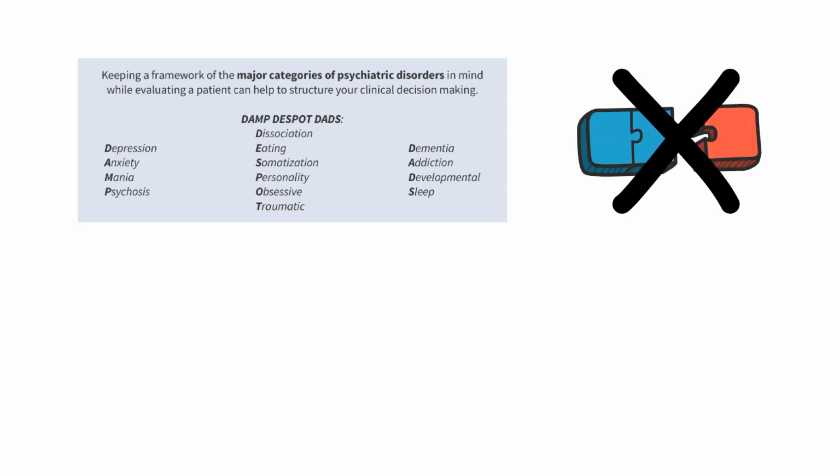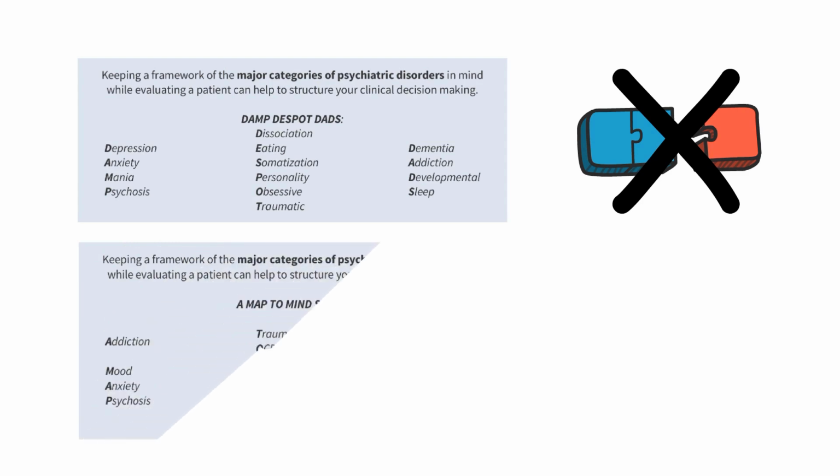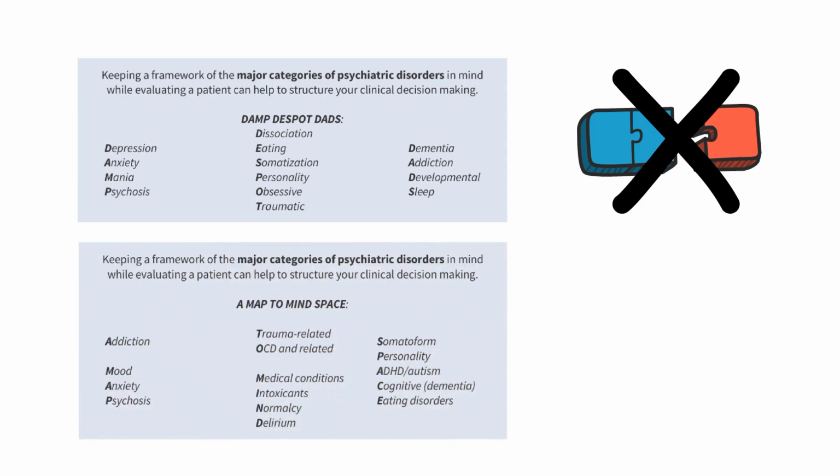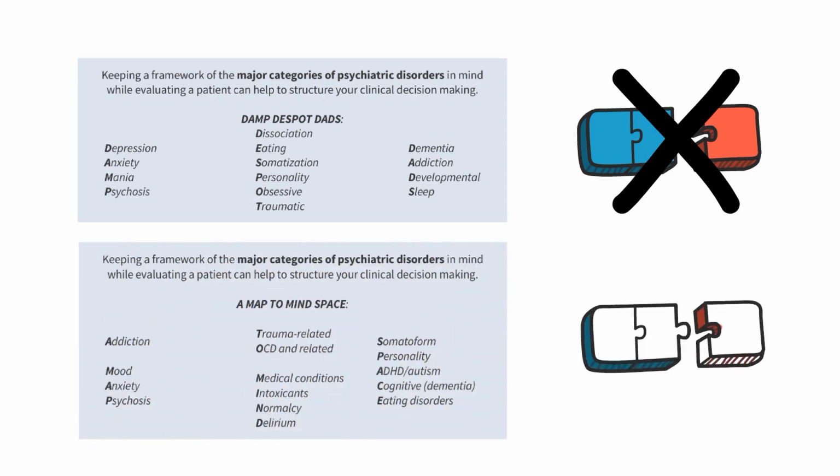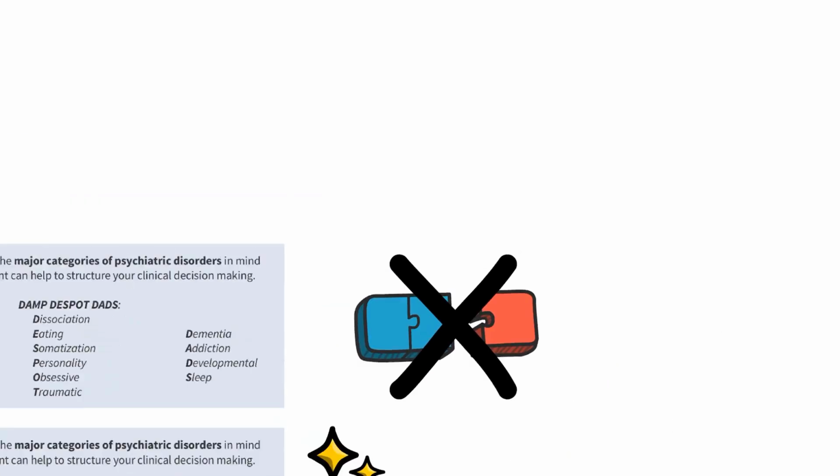An example of a mnemonic that I took out for not meeting this criteria was the acronym DAMP Despot DADS, which was meant to provide a comprehensive list of all possible mental disorder categories. While these letters did accurately capture all major categories, there was absolutely no connection between the mnemonic and its topic, making it easy to forget when it was needed the most. In the second edition, this mnemonic was updated to a map to mind space, which conjures mental imagery that links directly to the purpose of the mnemonic, to provide a guide for the pathology of the mind.